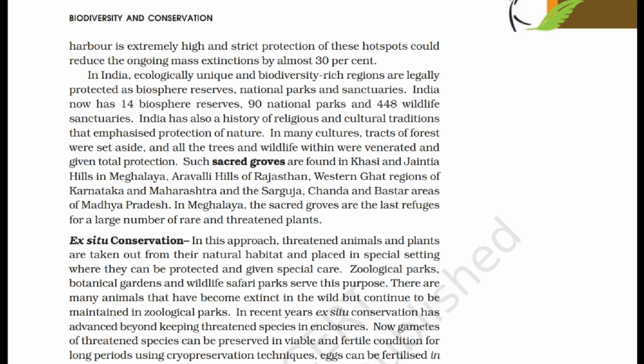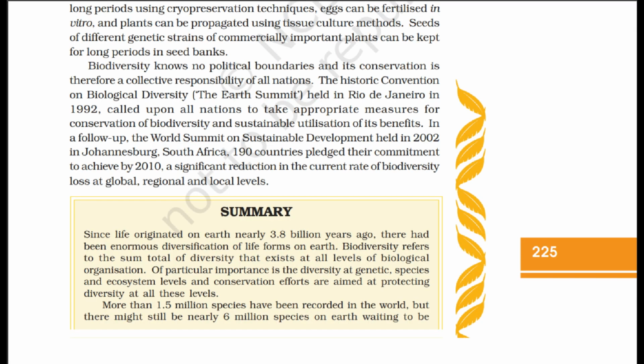In recent years, ex situ conservation has advanced beyond keeping threatened species in enclosures. Now gametes of threatened species can be preserved in viable and fertile condition for long periods using cryopreservation techniques, eggs can be fertilized in vitro, and plants can be propagated using tissue culture methods. Seeds of different genetic strains of commercially important plants can be kept for long periods in seed banks.